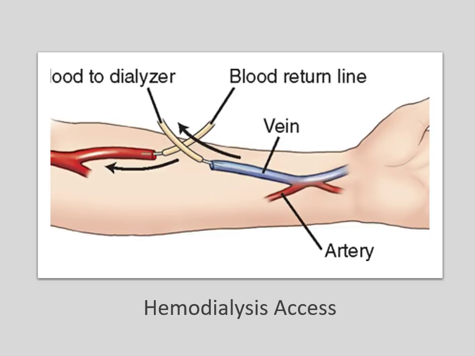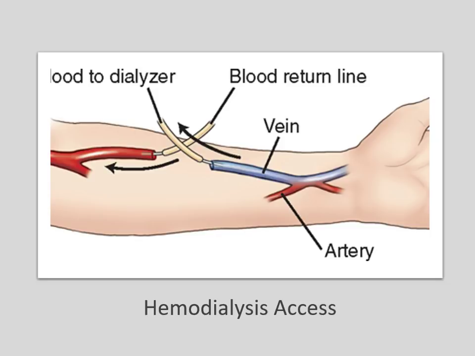Now, an arteriovenous graft, also known as AV, is created by connecting a vein to an artery using a soft plastic tube. After the graft has healed, hemodialysis is performed by placing two needles, one in the arterial side and one into the venous side of the graft. The graft then allows for increased blood flow.